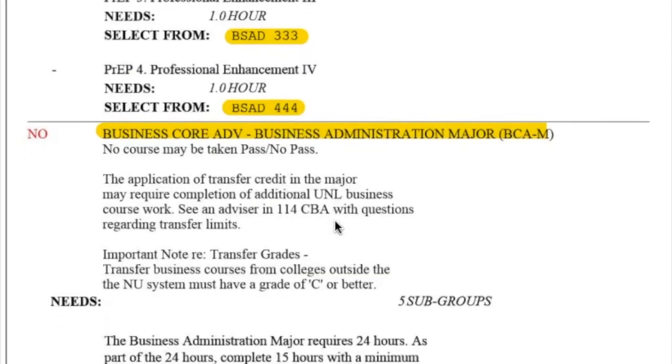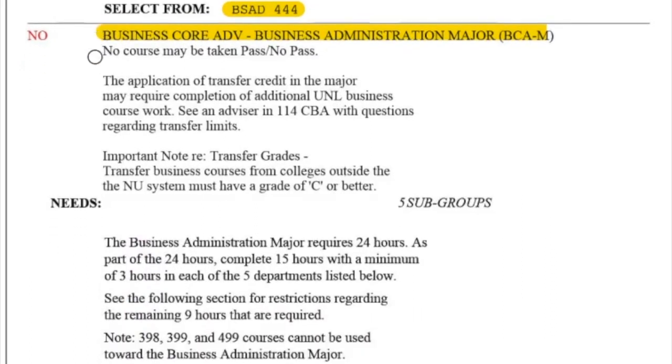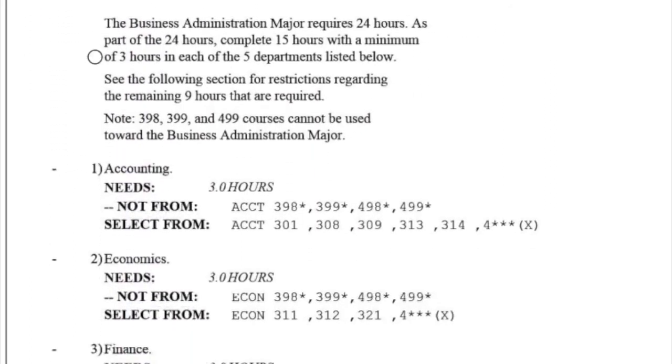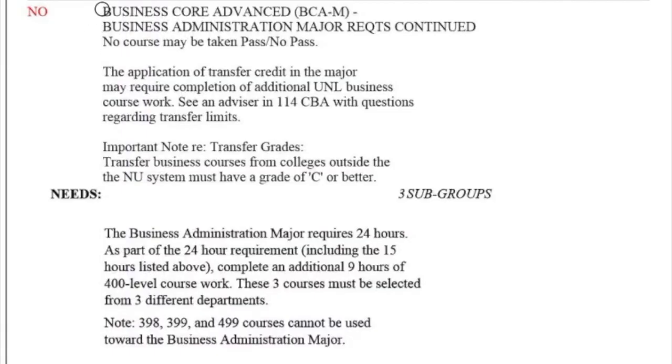As we scroll down, you will see the courses that are required for your specific major. Each major is different in terms of the requirements needed to fulfill this portion of the degree audit. So, on our example today, we have a business administration major. Here we can see all of the remaining requirements for this individual major.